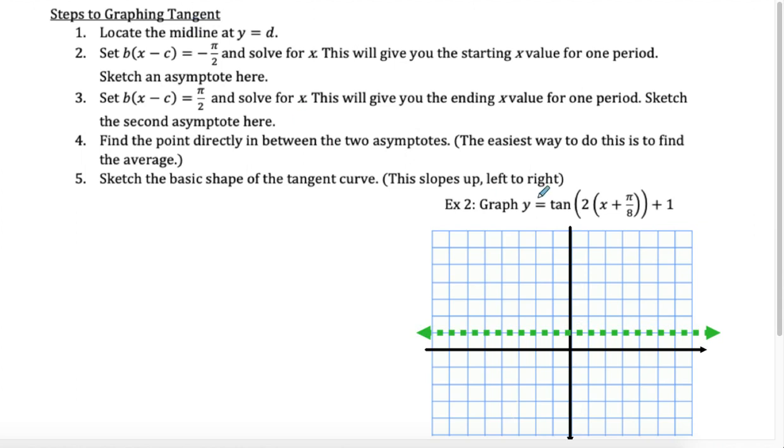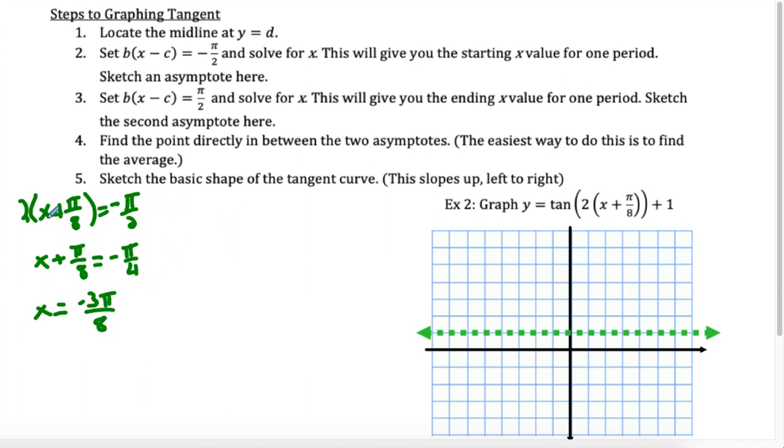Now let's set bx minus c equal to negative pi over 2. So 2 times x plus pi over 8 equals negative pi over 2. Divide both sides by 2, and we'll get negative pi over 4. Subtract pi over 8. So this would be negative 2 pi over 8 minus 1 pi over 8 would be negative 3 pi over 8. And then I guess I should have labeled that as start.